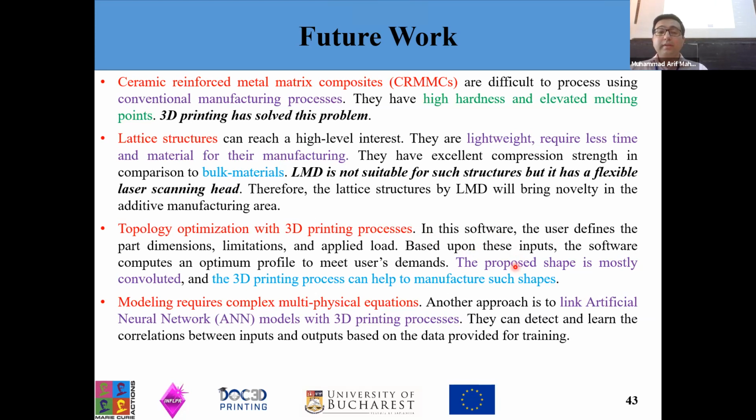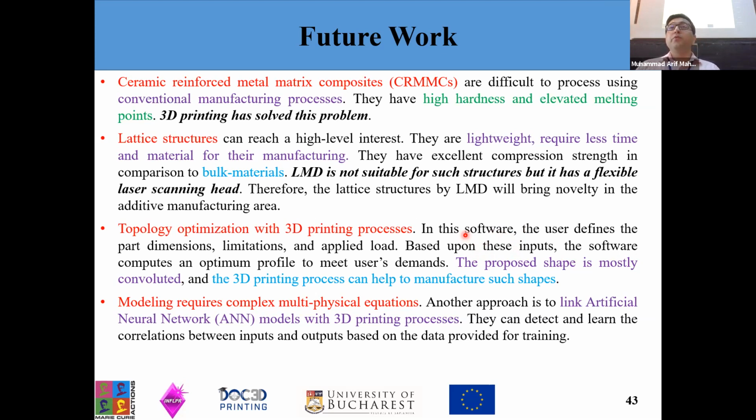And the second thing which we will focus on is lattice structures. So the lattice structures are usually lightweight. They require less time to manufacture, and the material is also saved. And on the other hand, they have excellent compression strength in comparison to bulk materials. But with the LMD, there is a limitation that we cannot print very fine lattice structures with the laser melting deposition equipment. But on the other hand, it has a very flexible scanning head, which if we can solve this problem, it will be very beneficial for the LMD community.